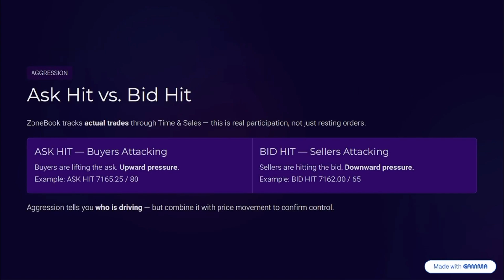Ask hit versus bid hit. Zonebook tracks actual trades through time and sales. This is real participation, not just resting orders. By observing, you can see aggression in either direction. When buyers are attacking, you'll see the ask hit. This tells you they are lifting the ask, causing upward pressure. An example would be if the ask is hit at a level of 7165.25 for 80 orders. When sellers are attacking, you'll see the bid hit, causing downward pressure. An example would be if the bid is hit at a level of 7162 for 65 orders. Aggression on the Zonebook tells you who is driving, but combine it with price movement to confirm the actual control.